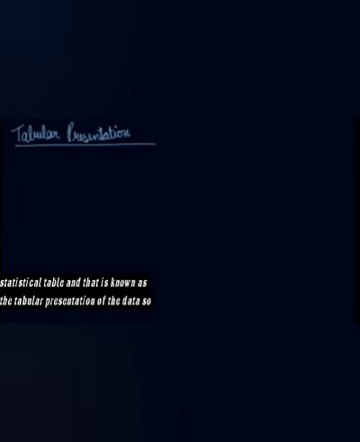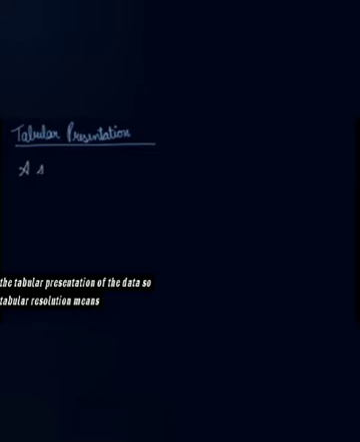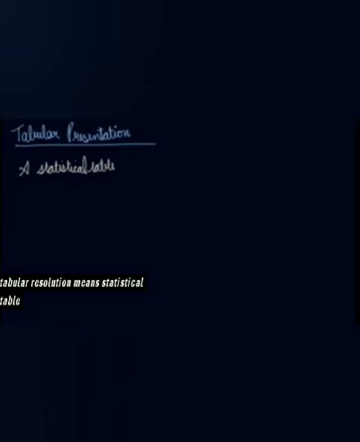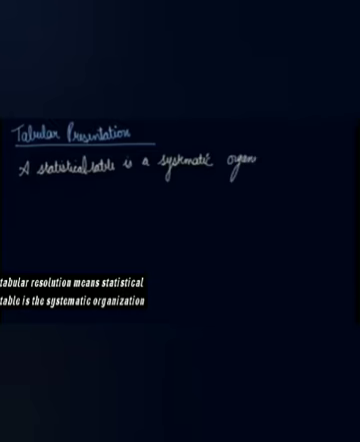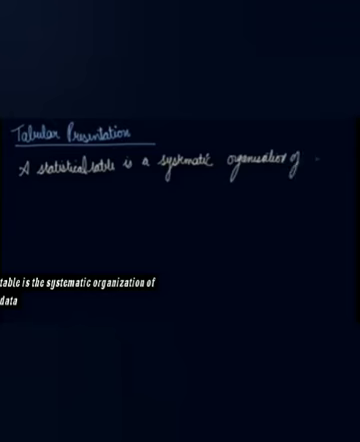So, tabular presentation means statistical table is a systematic organization of data in columns and rows.